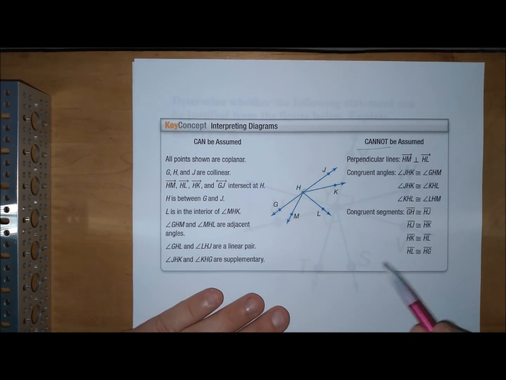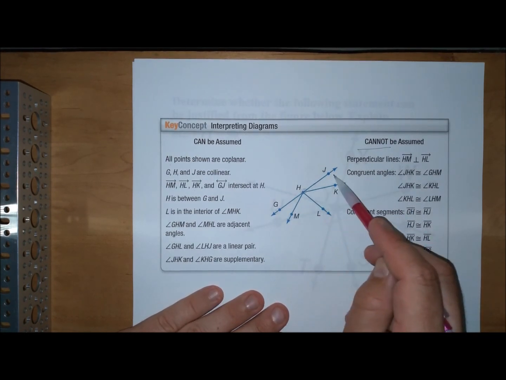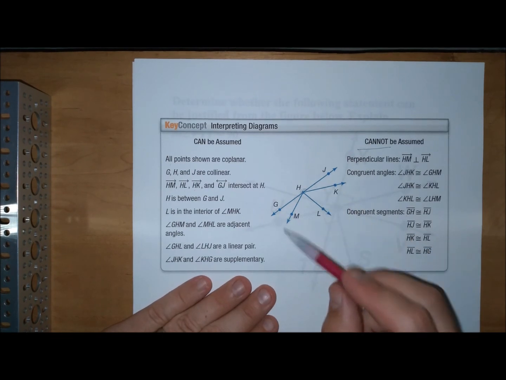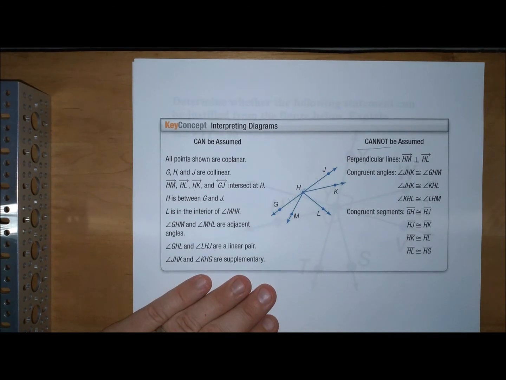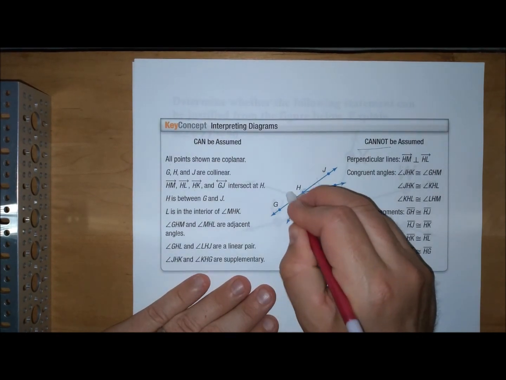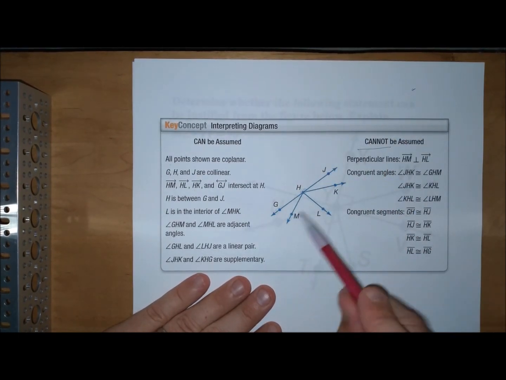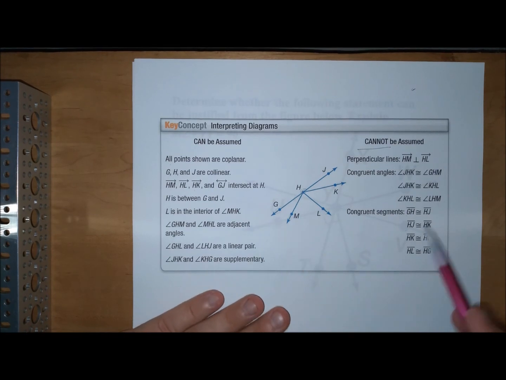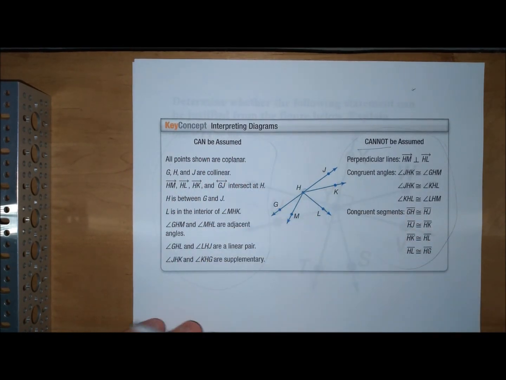Likewise, the lengths of segments. We can't assume that GH is congruent to HJ. GH and HJ look like they might be the same length, but there's nothing on this sketch that tells me they are. If they gave me those slashes, I'd say, I know those are congruent. But without that information, we cannot assume it. Likewise, HJ and HK, I can't assume that those segments are congruent, or HK and HL, or HL and HG. None of those things can be assumed from this diagram. But all of the things on the left we can assume when we're interpreting them.